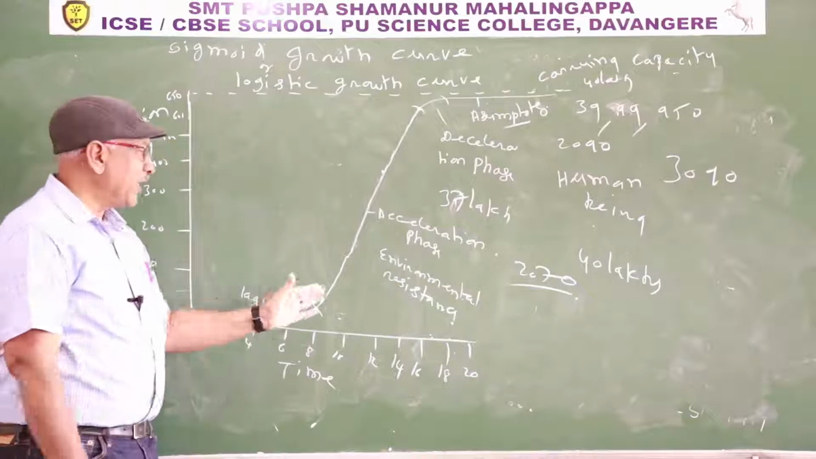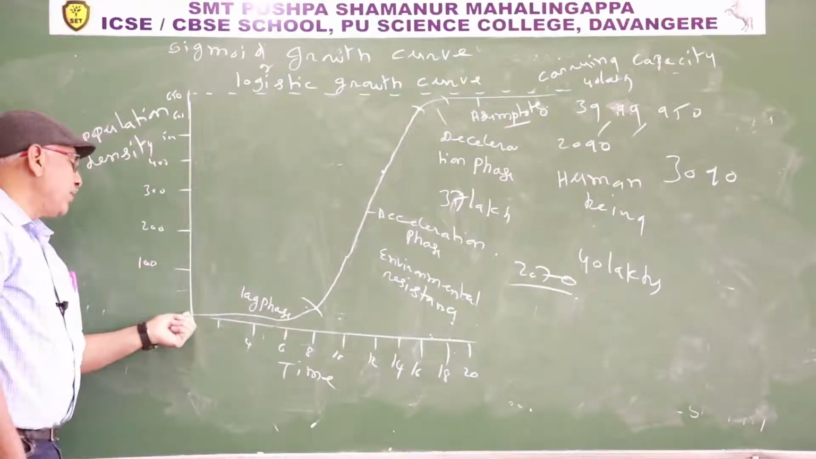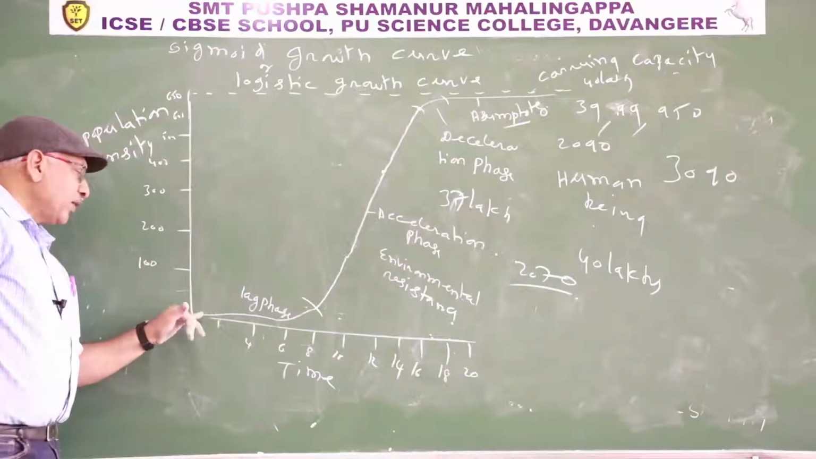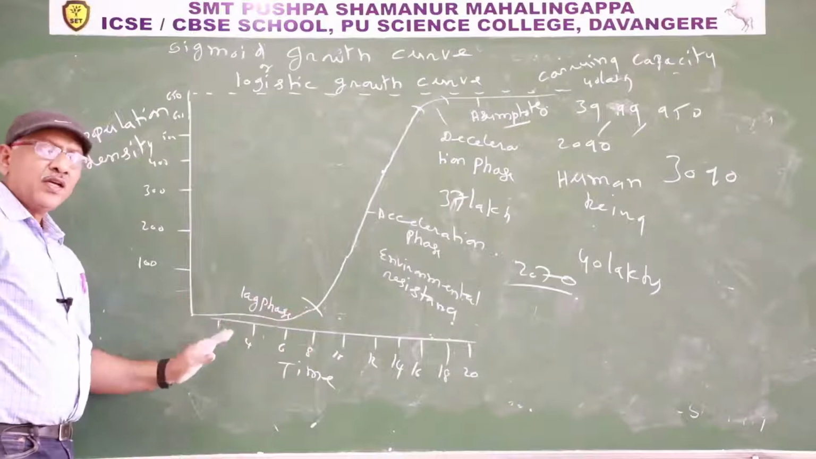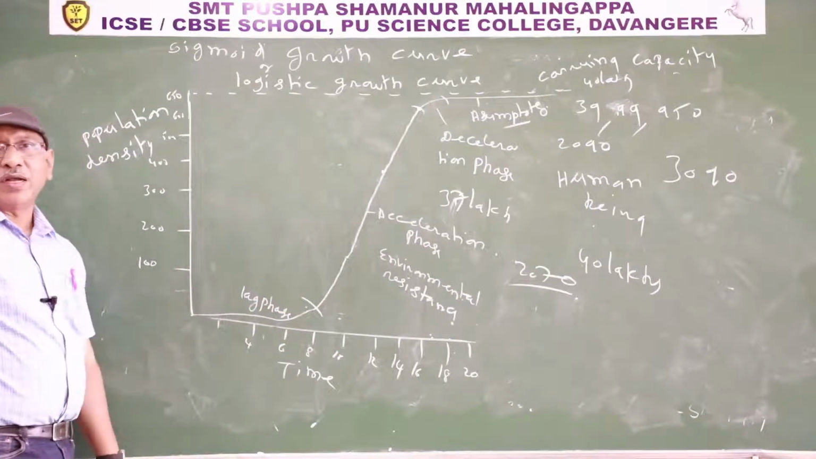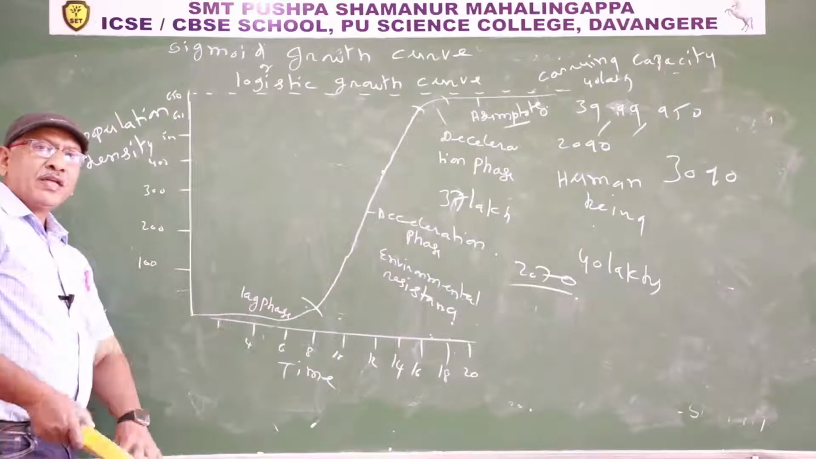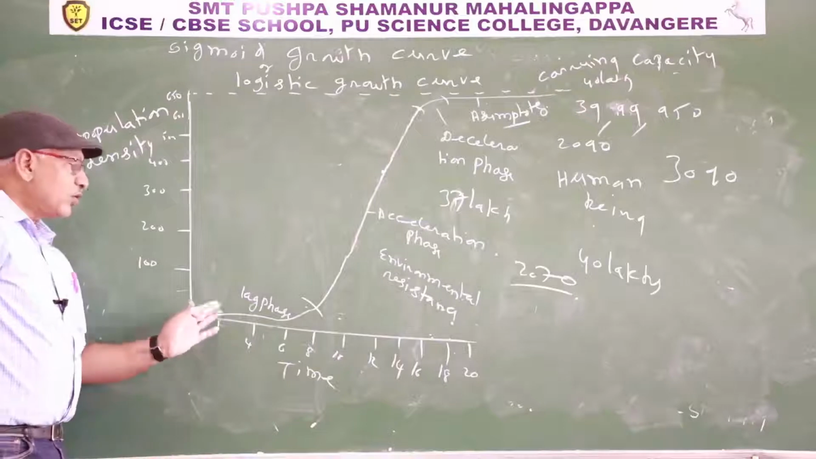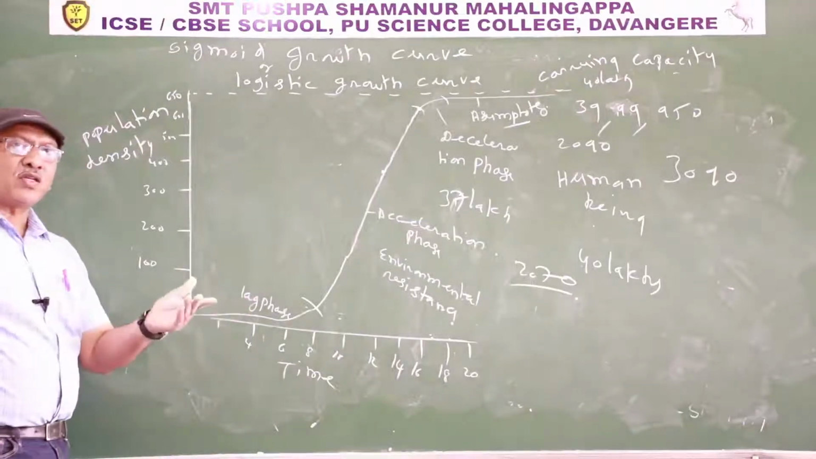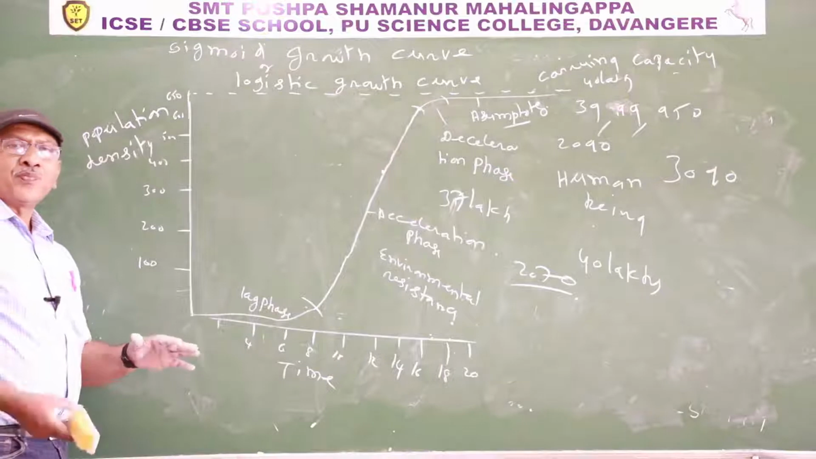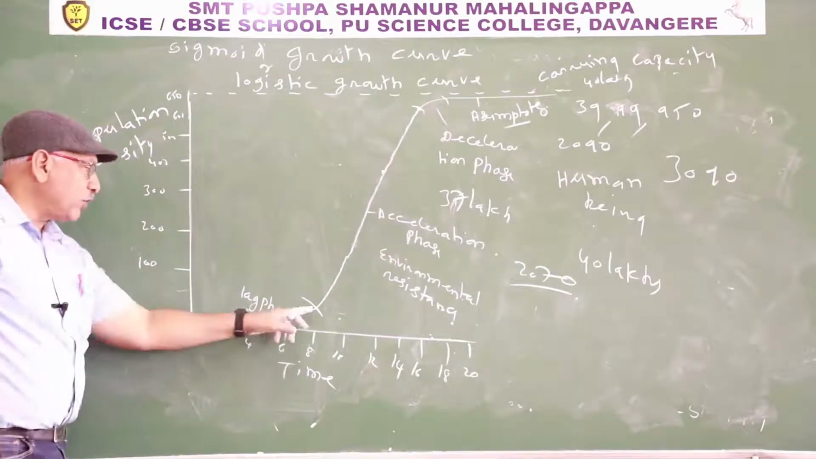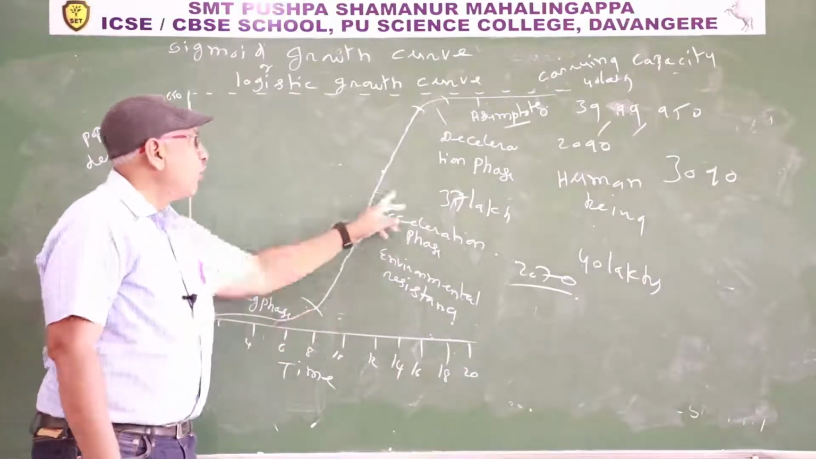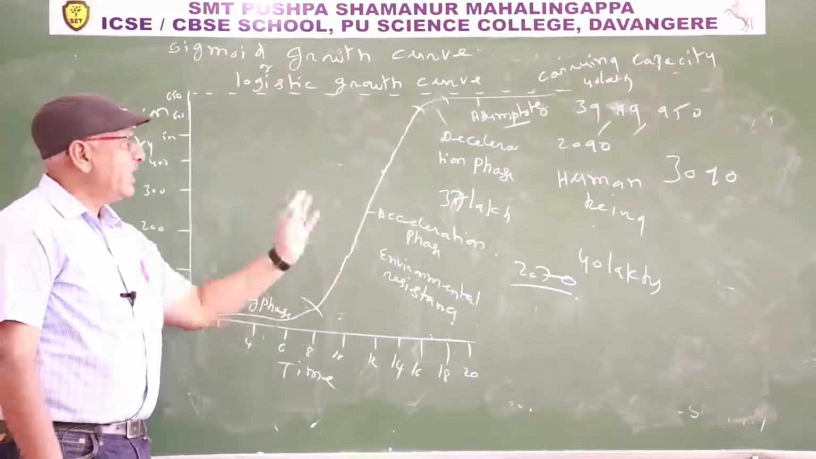For example, if you take rabbits, two rabbits enter a new forest locality. Initially the growth rate is slow. Why? They should adjust to the new environment. They should become aware of what type of grasses are available and what type of predators are there. So even though they reproduce, most of the time they concentrate on adjusting to the environment. That is why the growth rate is slow: the lag phase. Once they adjust to the environment, the growth rate is rapid till they attain equilibrium.